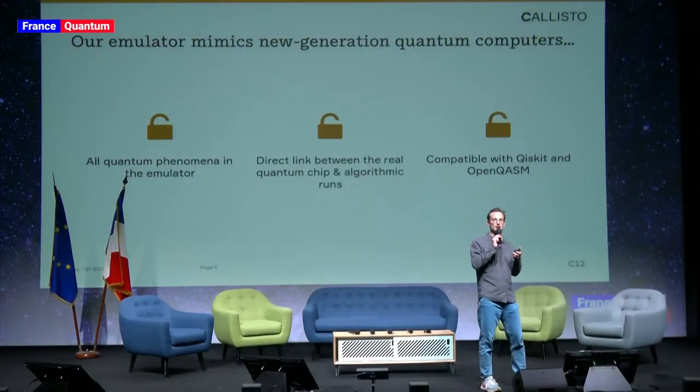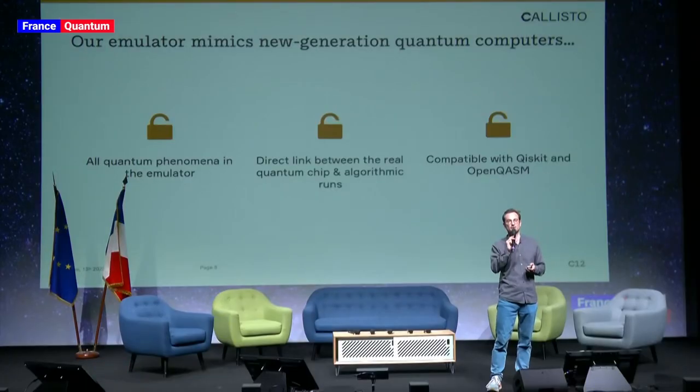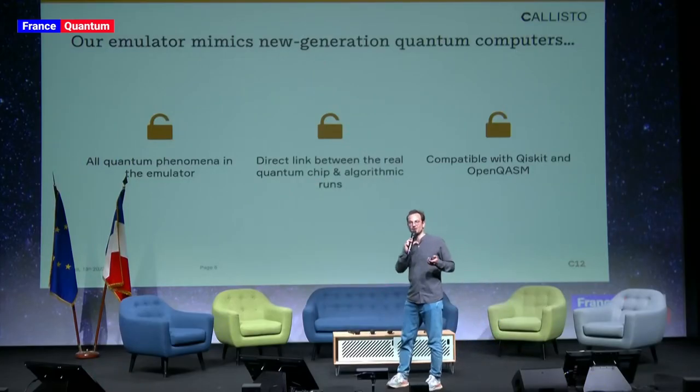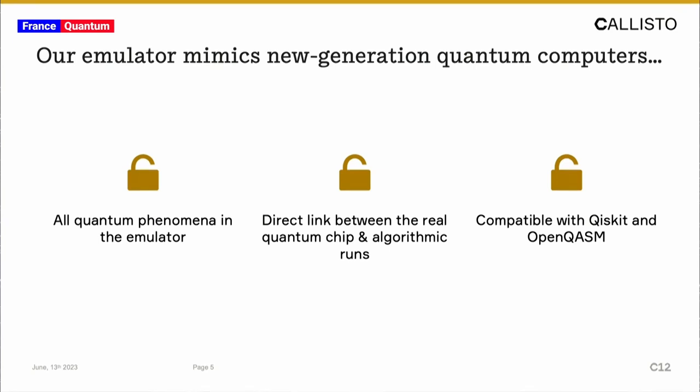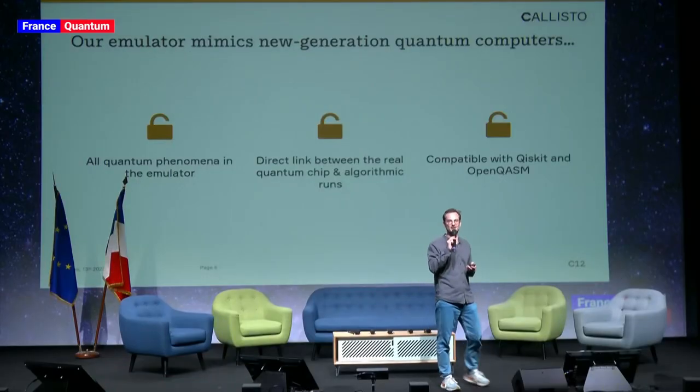On top of this, we made the link between the performance of specific components on our quantum chips and the results of a quantum algorithm. And this is very interesting because you then have a way to understand what kind of target spec you can have on a specific component to achieve higher performance on your quantum algorithm. And last, you don't have to learn a new language to launch your quantum circuits on Callisto. It's compatible with mostly available software development kits, starting with Qiskit and OpenQASM.